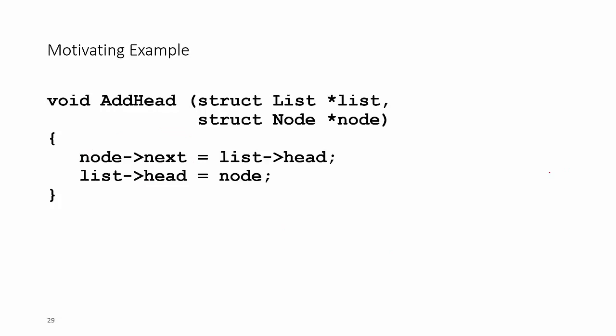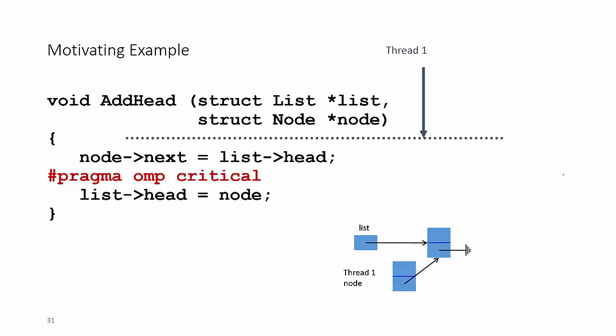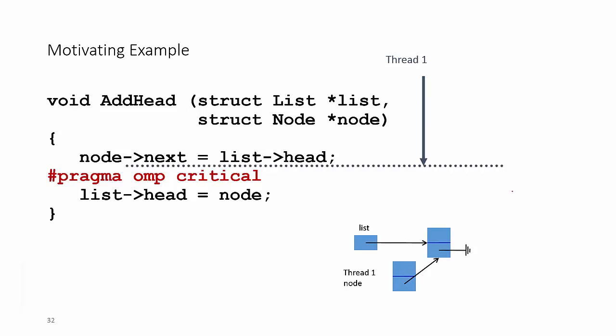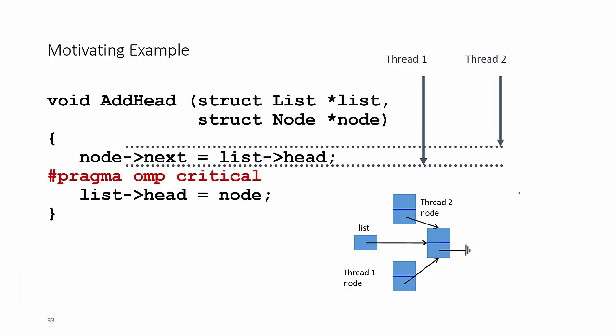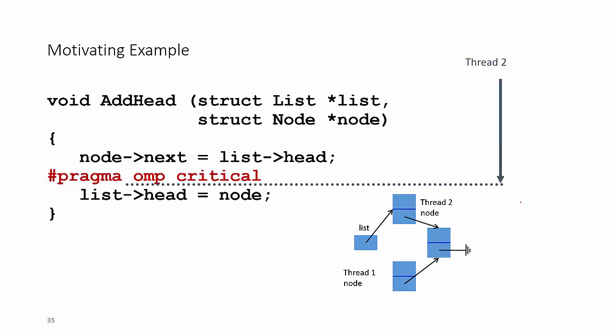But let's see here how to solve the add head example here. Can we just take the update of head in a critical section? Well, let's see what happens. Thread 1 comes here, and you continue with thread 1 here, and then comes thread 2, adds its node here, thread 1 enters the critical region and finishes, and thread 2 enters the critical region and finishes, and we still have the same problem as before.